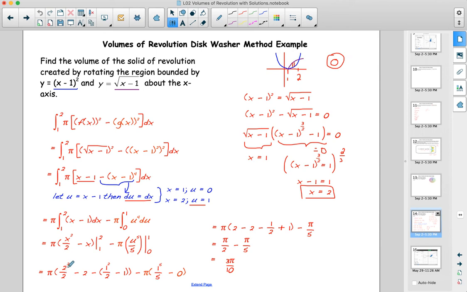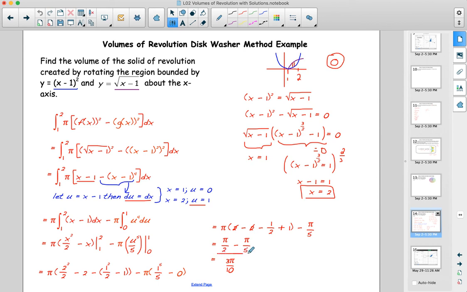This is going to become 2 squared divided by 2 is 2. So 2 minus 2, minus 1 squared is 1 divided by 2, half. So minus 1 half plus 1. That's where all of that has come from. Pi times 2 minus a half plus 1. This is just going to become pi over 5. 2 minus 2 goes, and 1 minus a half is a half.